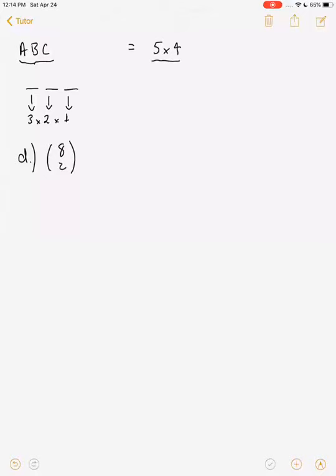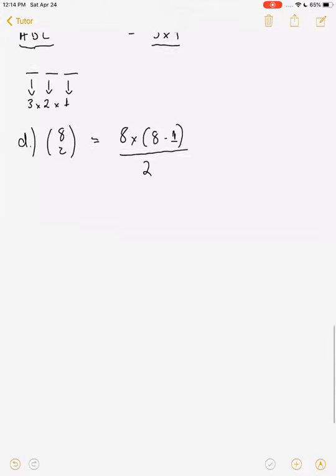So 8 times 8 minus 1. Okay, good. Yes, keep going. Divided by 2. Yes, right. 2 or 2 factorial, which equals 2, right? So just as long as you know that. Okay, so divided by 2. Perfect. Okay, so it looks like you're getting the hang of these.